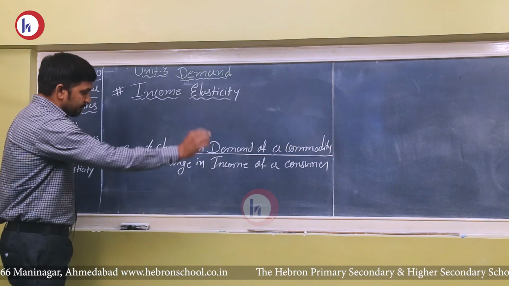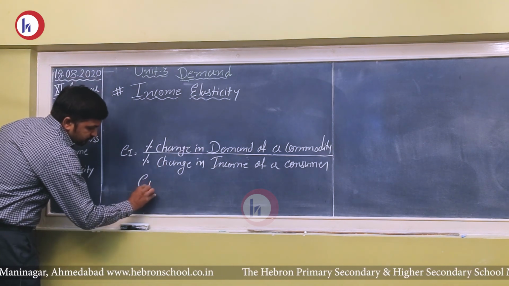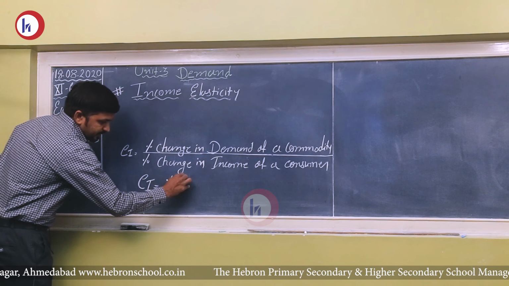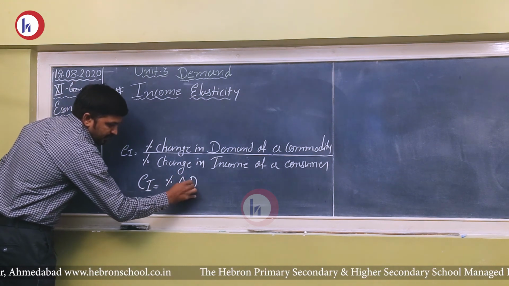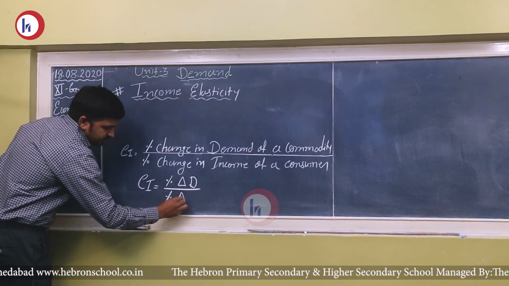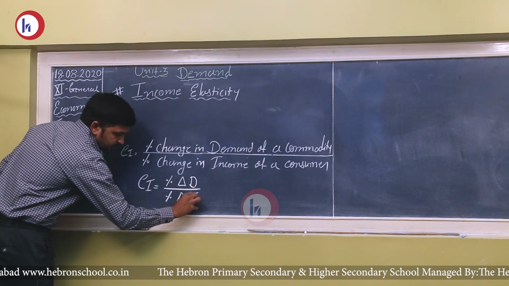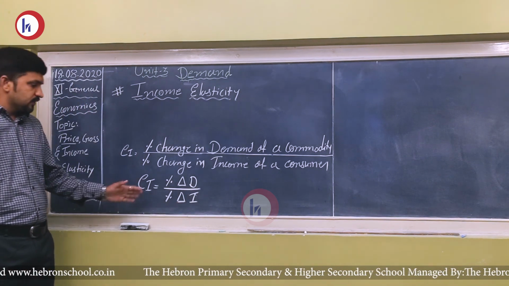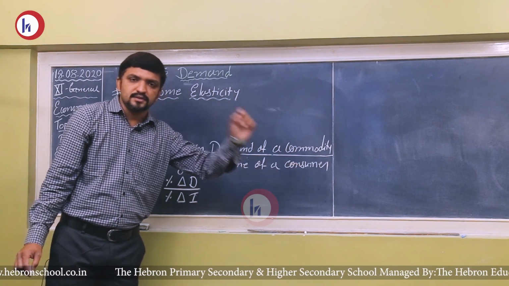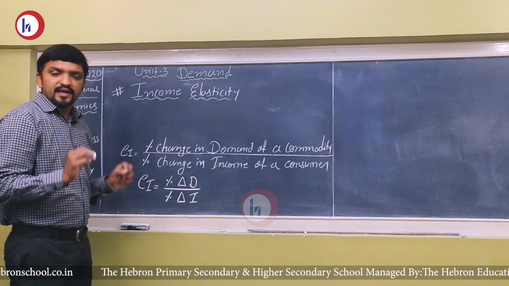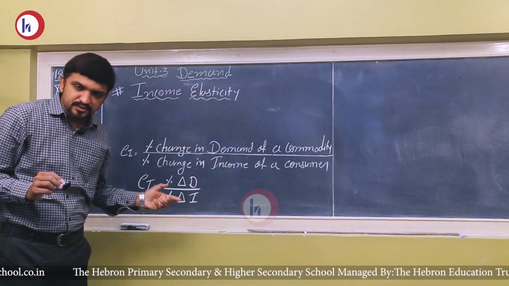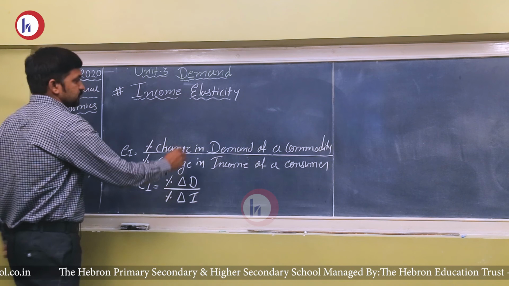Is it clear? Now, the same can be explained with the help of a short formula, that income elasticity equals percentage change in demand of a commodity upon percentage change in income of a consumer. So in short, we can write in this way, and when it comes to write the formula, it will be this. Now, the way we have learned the definition from the formula in case of price elasticity, we are going to do the same. So, look at the board.